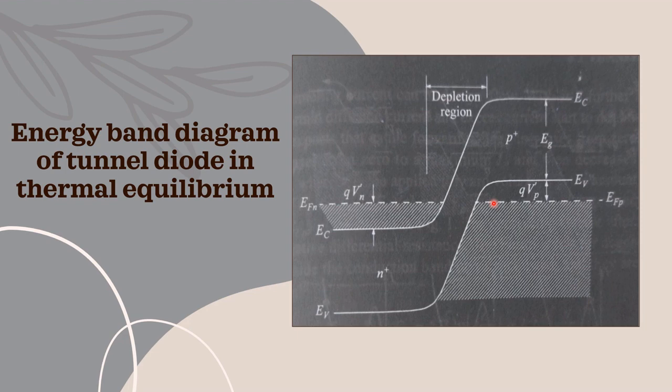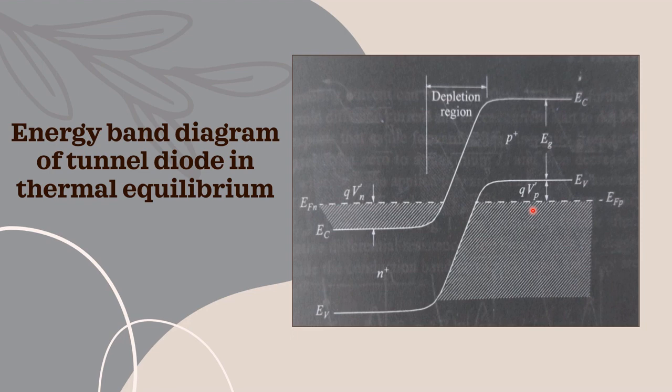And the amount of degeneracy is given by Vp dash and Vn dash. Vn dash is the degeneracy voltage on the N side, and the P side degeneracy voltage is represented as Vp dash, which is typically a few kT by Q, where K is the Boltzmann constant, T is the temperature, and Q is the electronic charge.